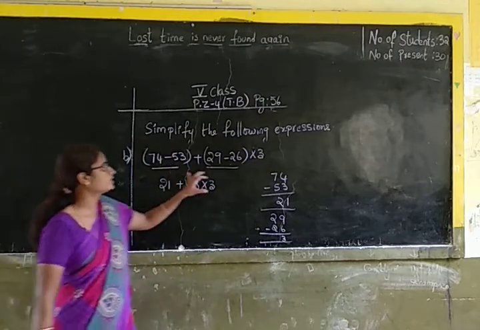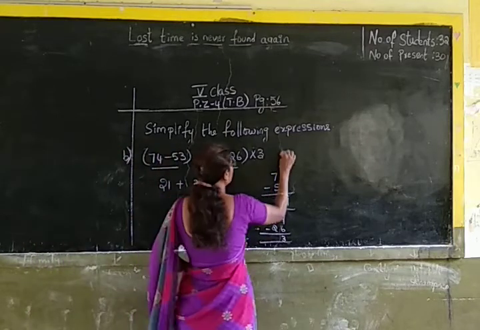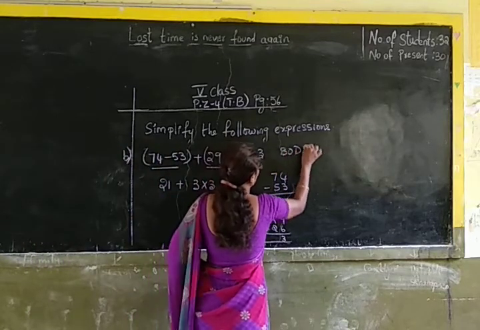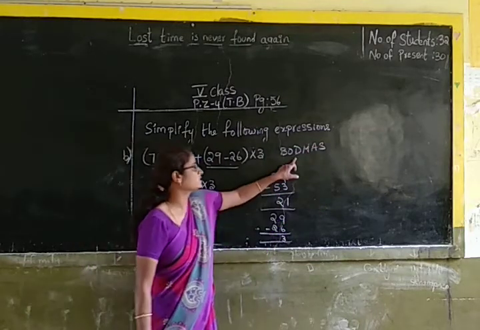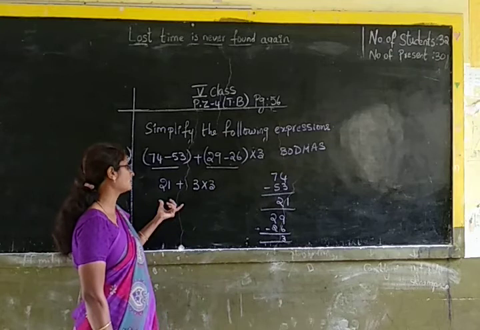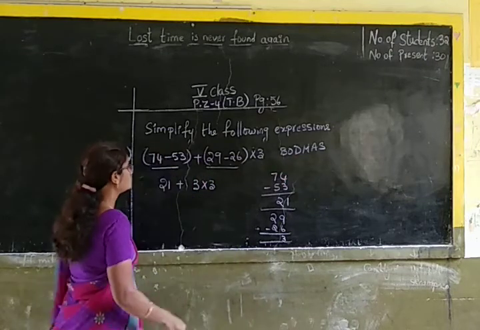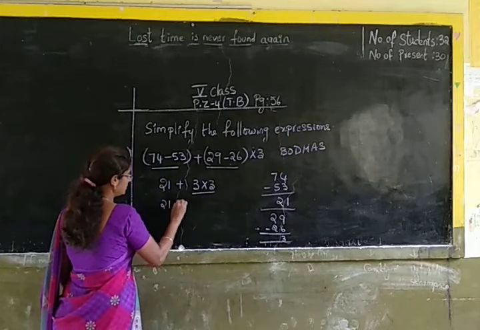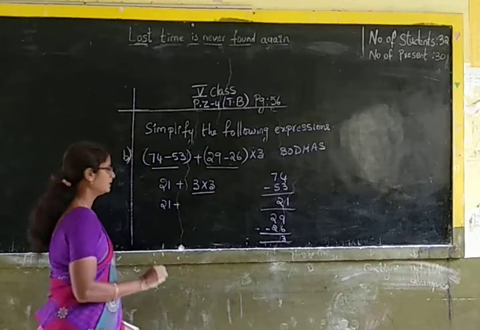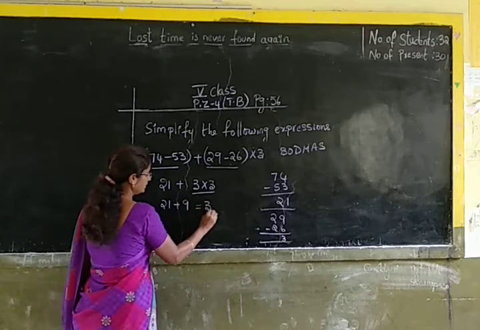So after solving the brackets, next what is the operation that we have to do according to the BODMAS? According to the BODMAS, the next operation is division. But here division is not given. So what is the next one? The next one is multiplication. So you have to do the multiplication. 3 3s are 9. So 21 plus 9 is 30.